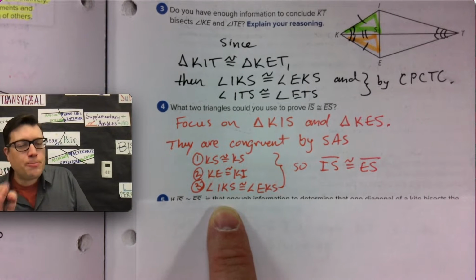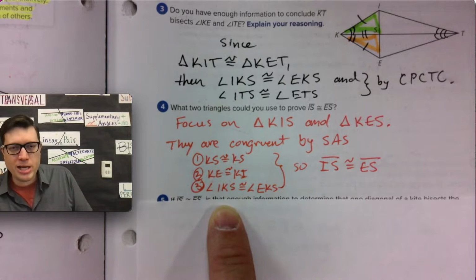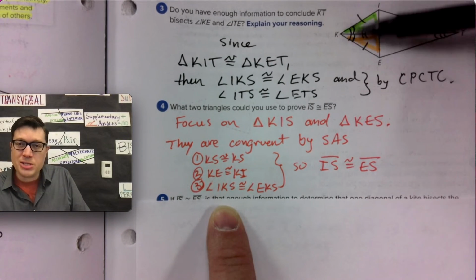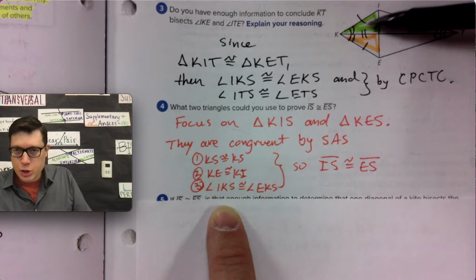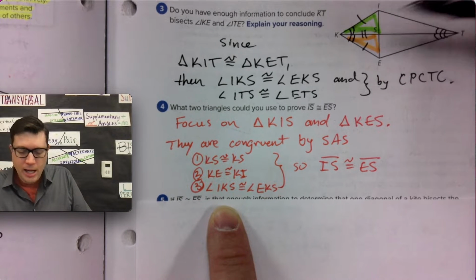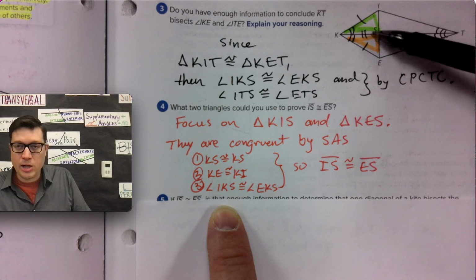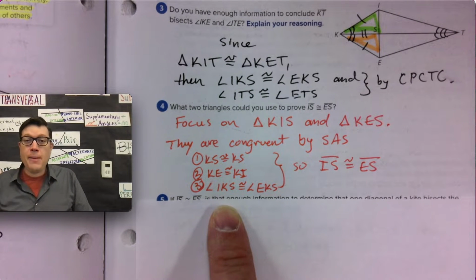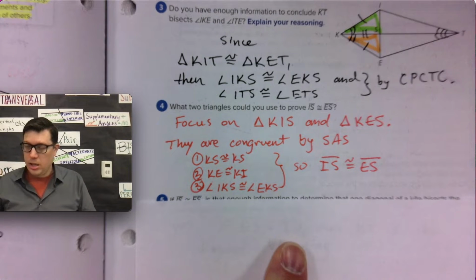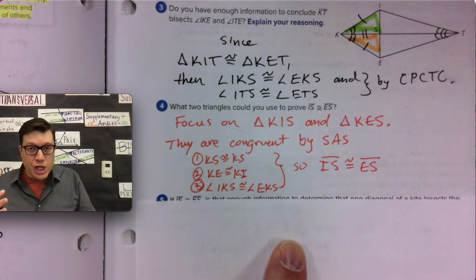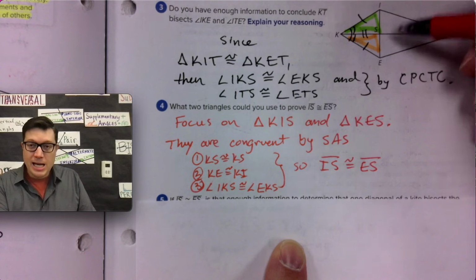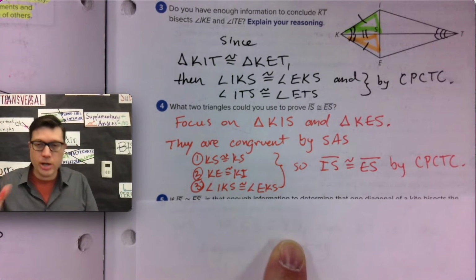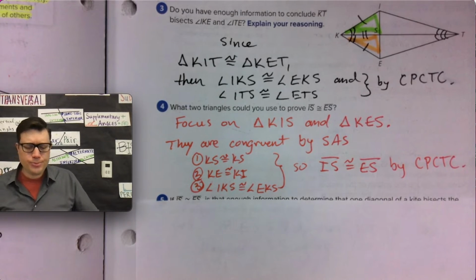And then what we just demonstrated, I was going to say proved, but we just demonstrated in question 3, is that those two angles are the same. So in the green triangle, you have a side angle side, and in the orange triangle, you have a side angle side. They're the exact same size. That means the triangles are congruent, and for that reason, the sides that we haven't mentioned yet, IS and ES, are congruent by corresponding parts of congruent triangles being congruent.